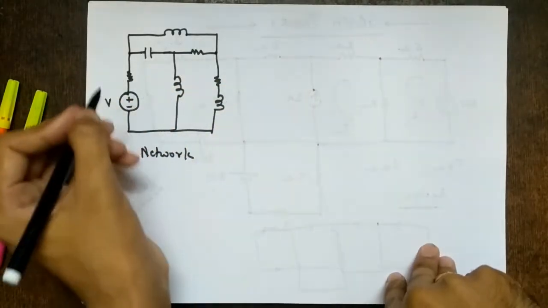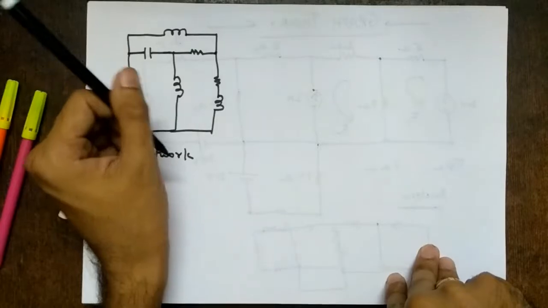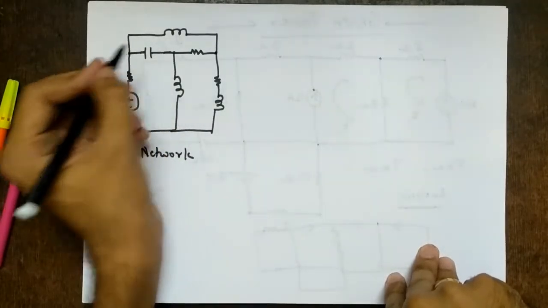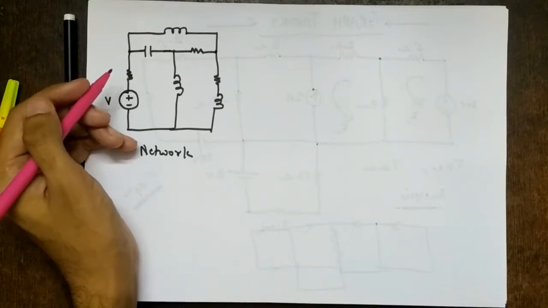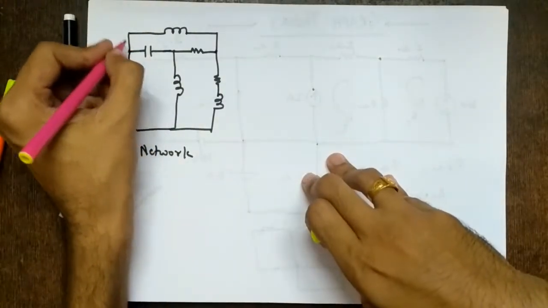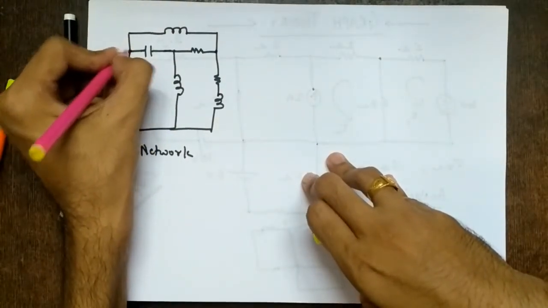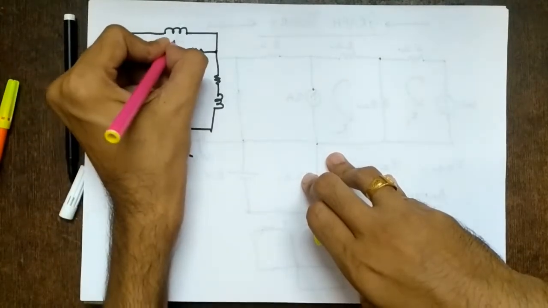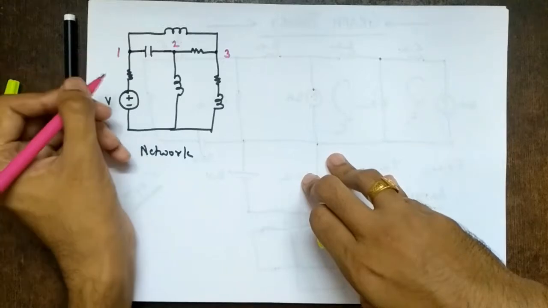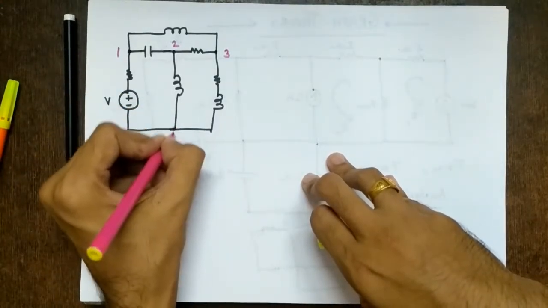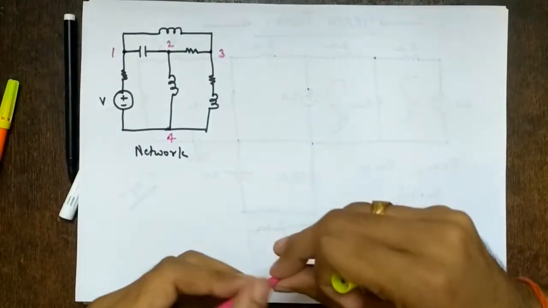So let's draw the graph. Let me first tell you what nodes are. Nodes are nothing but something which we used in KCL only. Where more than two branches meet, that is called a node. So this is my node number 1, this is node number 2, this is node number 3, and this is node number 4.